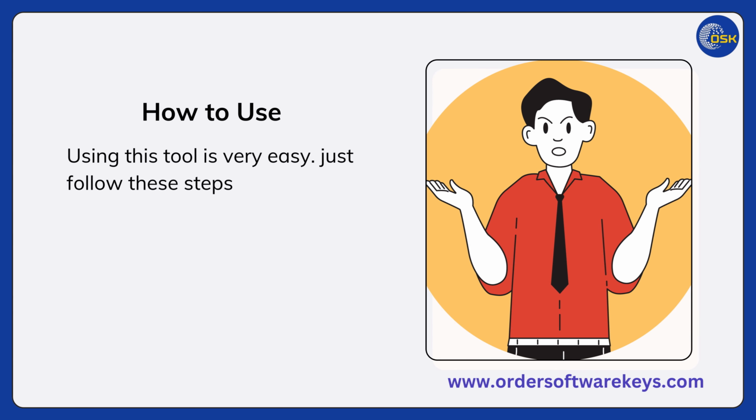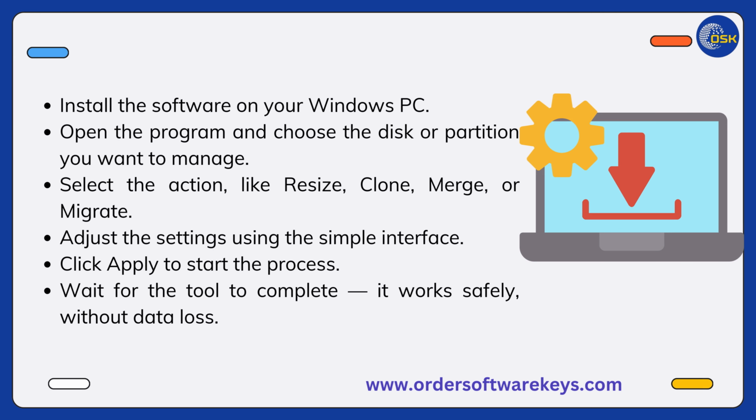Now, how to use AOMEI Partition Assistant? Using AOMEI Partition Assistant is very simple. Just follow these steps. Install the software on your Windows PC. Open the program and choose the disk or partition you want to manage. Select the action like resize, clone, merge, or migrate.